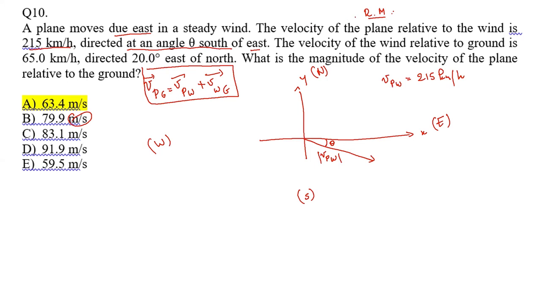Now, the velocity of the wind relative to the ground, V wind-ground, has a magnitude of 65 kilometers per hour. Now the direction is 20 degrees east of north. As you know, this is the north direction, parallel to this positive y. 20 degrees east of north is this, 20 degrees in the direction of east. So this is it, this is 20 degrees, and this vector here is the velocity of the wind with respect to the ground. Now, what does it mean?